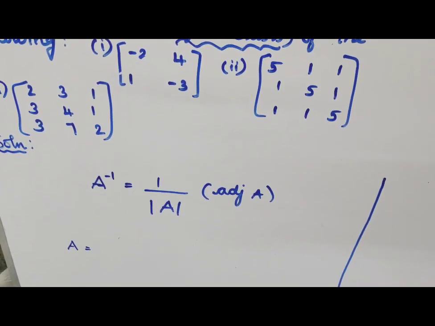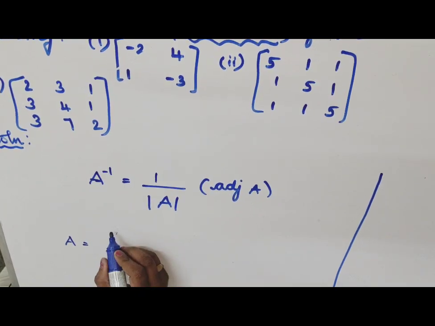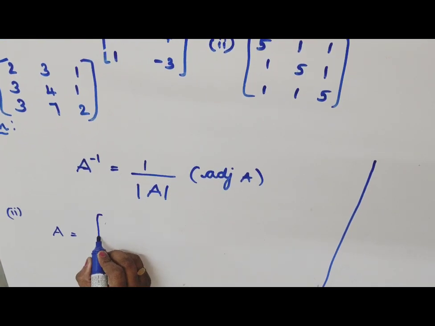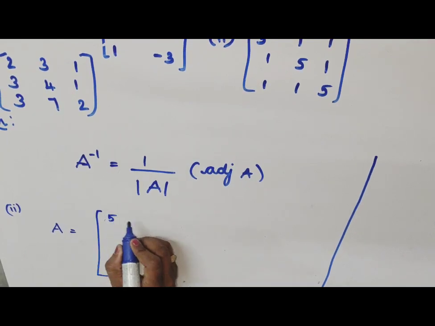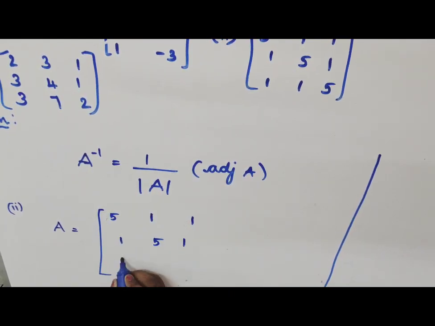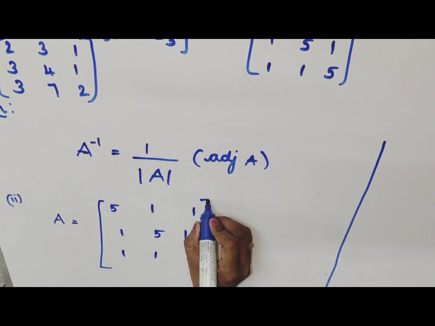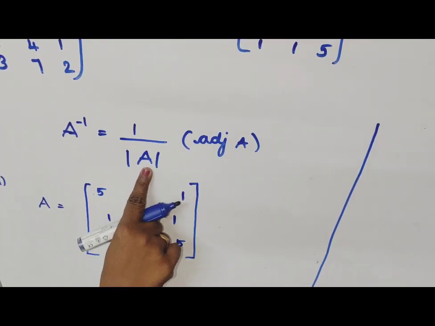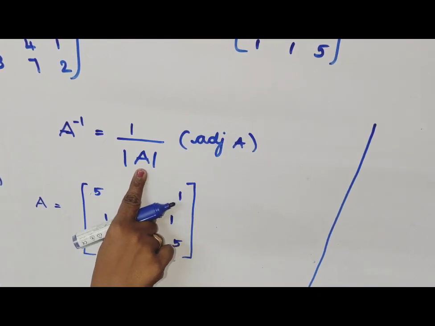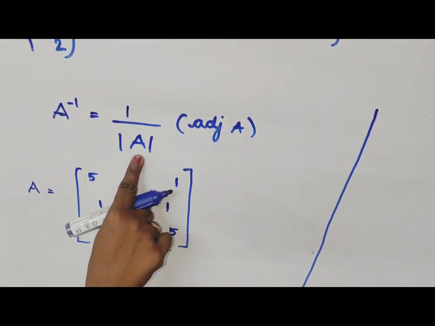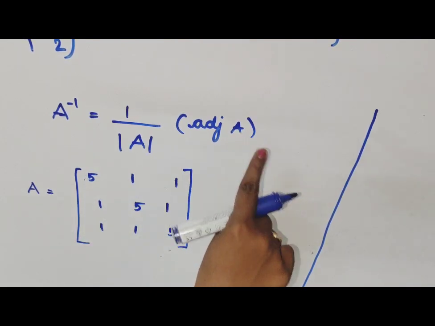Now we are going to find the inverse for the second subdivision. I will consider the matrix as A. What is the question given? 5, 1, 1, 1, 5, 1, 1, 1, 5. First, while finding the inverse, we always find the determinant value. Only if it is not equal to 0 can we find the inverse. Only after finding the determinant of A and confirming it is not equal to 0 can we go for the adjoint of A.